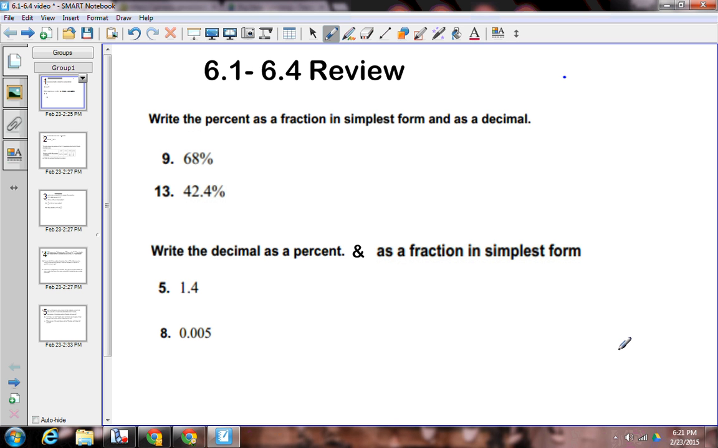Okay, starting with 6.1, we're going to change between percents, fractions, and decimals. So let's start by changing these percents into decimal form by dividing by 100, because percent means out of 100. And that's it. Now to change into decimal form, we just write them as we see them. 68 hundredths.